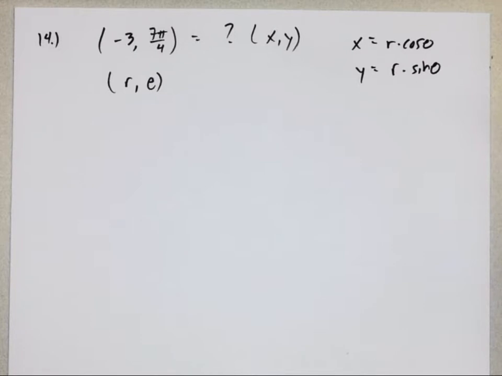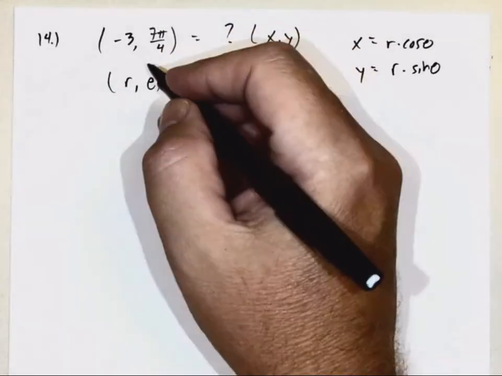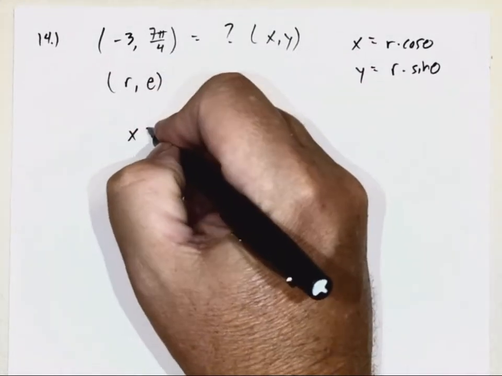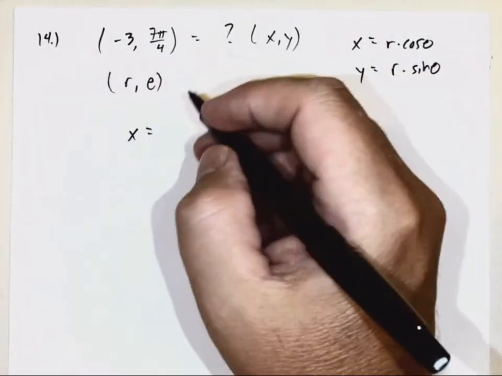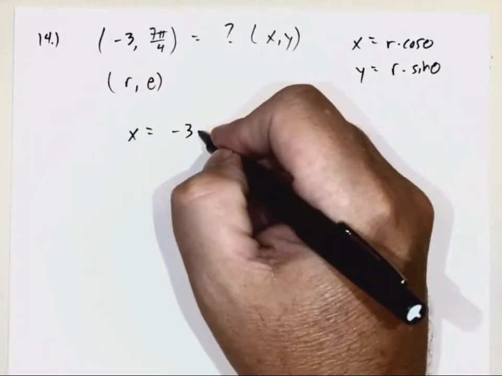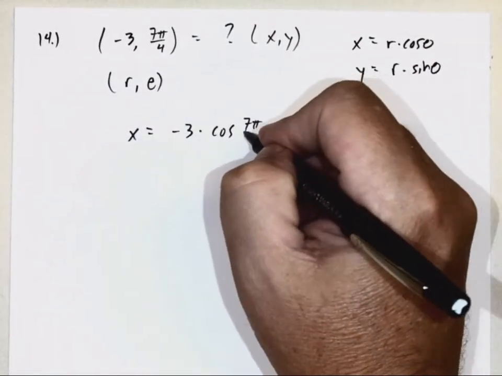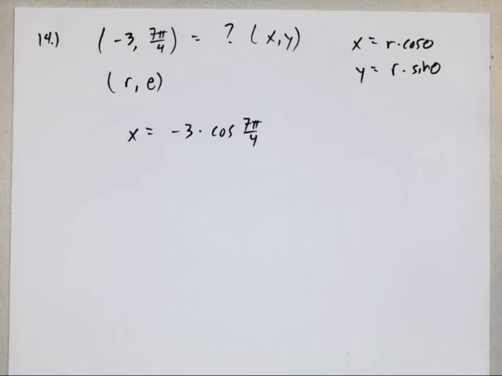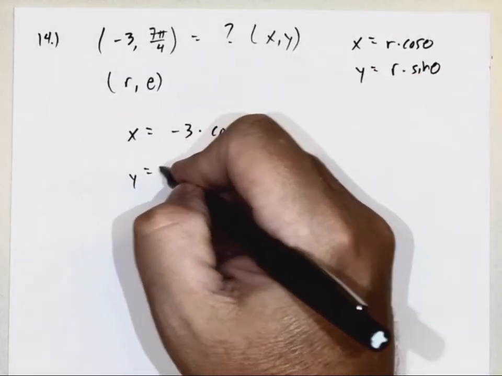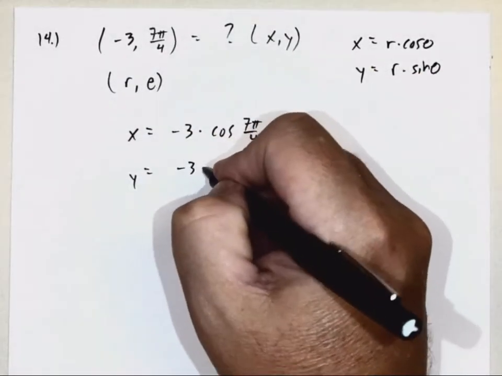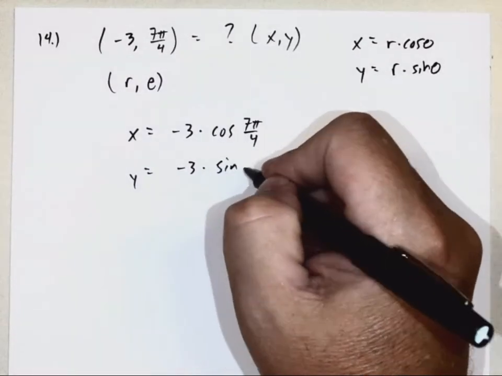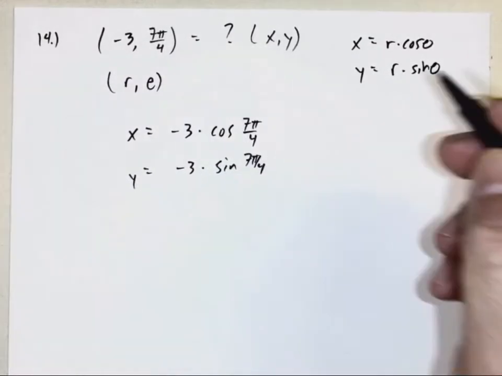And they wanted an exact answer, so no calculator. So let's see. x, with r equal to -3, is -3 times the cosine of 7 pi over 4. And y is -3 times the sine of 7 pi over 4.